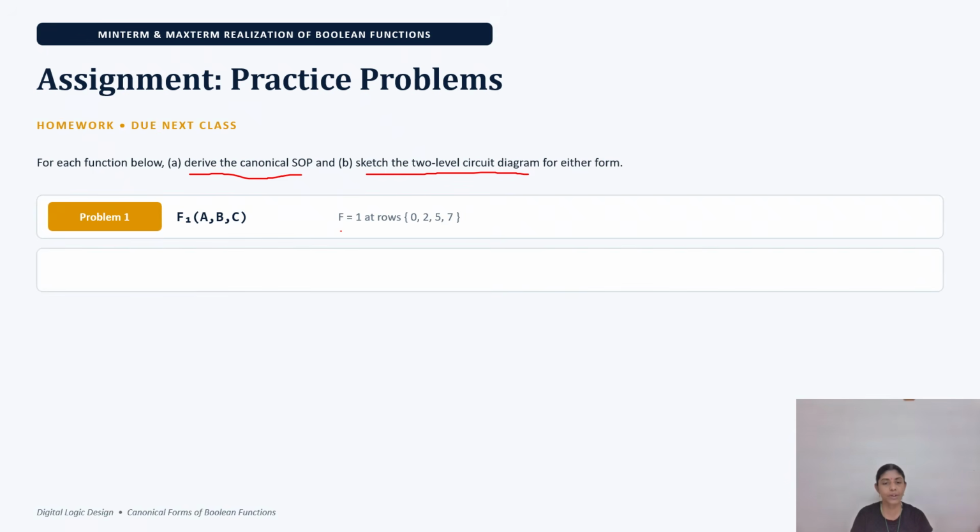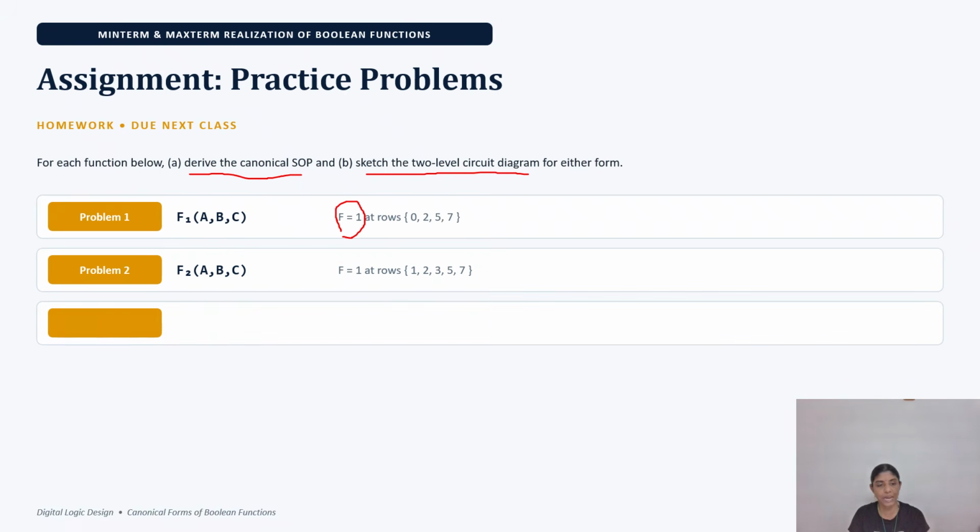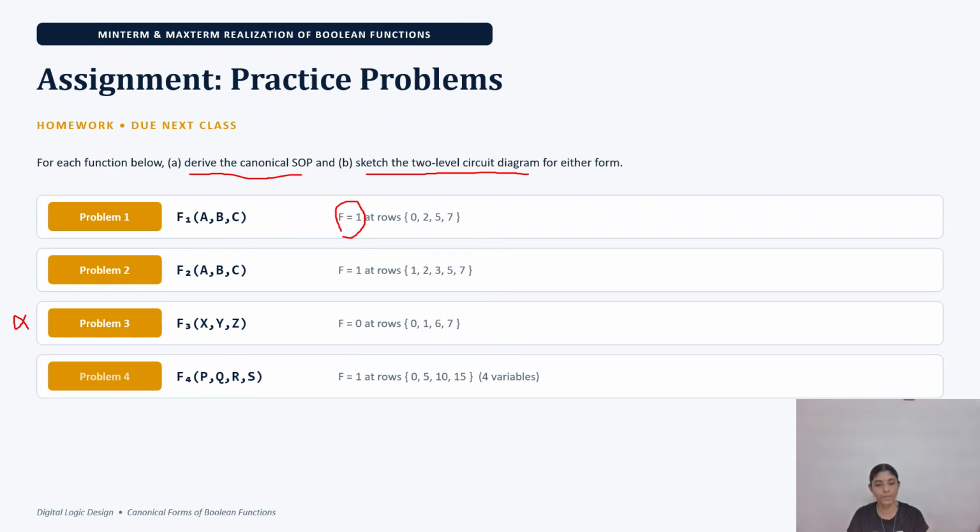So why all the time are we concentrating on F is equal to 1? Because it is a minterm SOP. That's why. So problem number 2, again, the function is 1 at 1, 2, 3, 5, 7. Problem number 3, the function is 1 at 0, 1, 6 and 7. Please don't do this problem 3. Do problem 4. What is the problem 4 I have given? Some different values I have given.